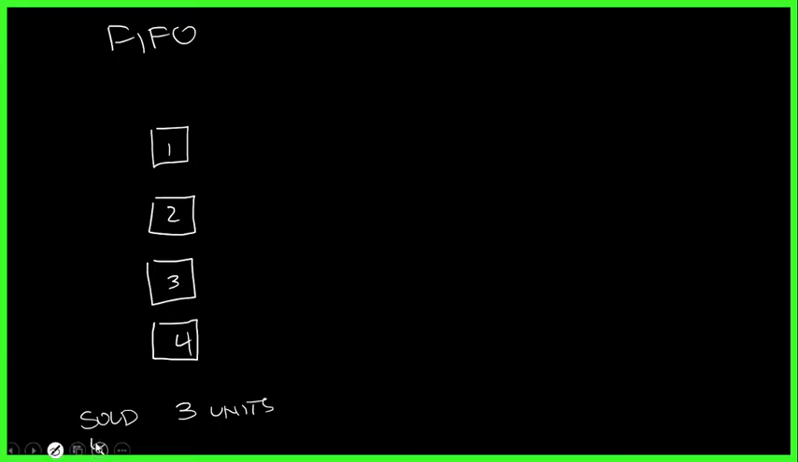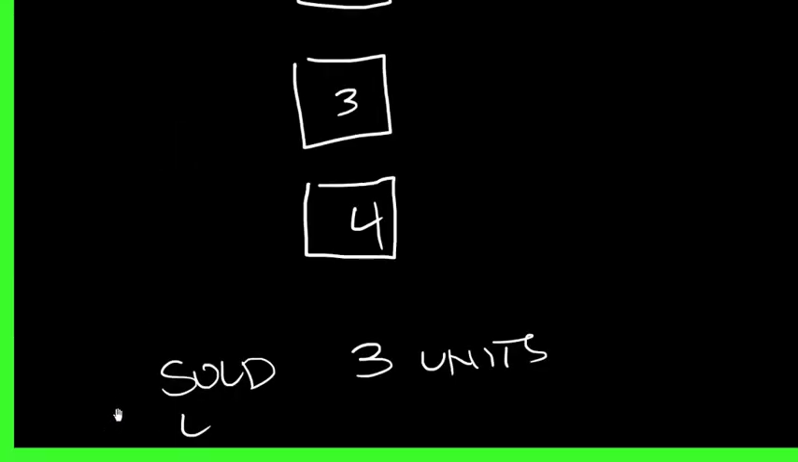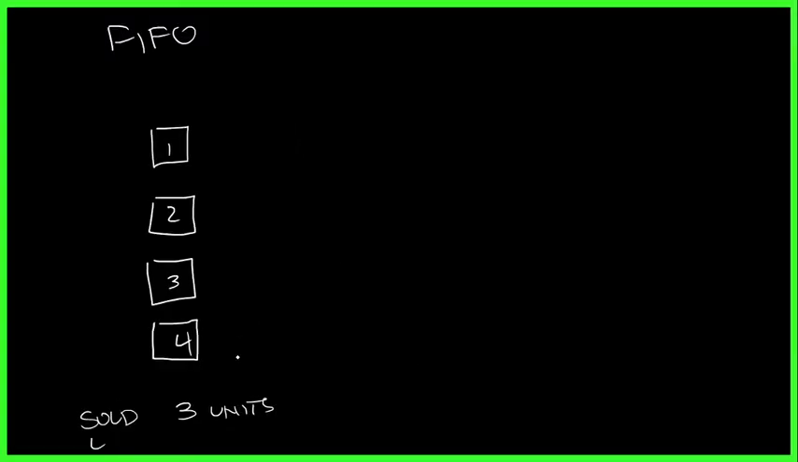So, your ending inventory now is 1 unit. Okay, so using first in, first out, ito po yung cost of goods sold natin. And using first in, first out, this will be the ending inventory.